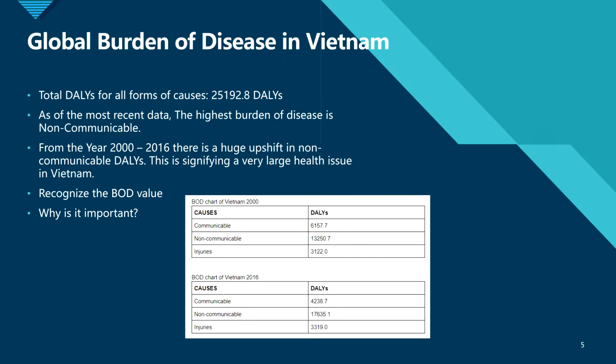For Vietnam as a whole, there is a total of 25,192.8 DALYs from all forms of causes. Just looking at the chart below, as of the most recent studies, in 2016 non-communicable diseases seem to be the most prevalent. Funny enough, the DALYs in that category, non-communicable, actually rose since 2000.